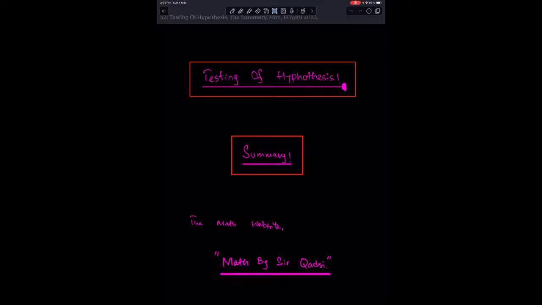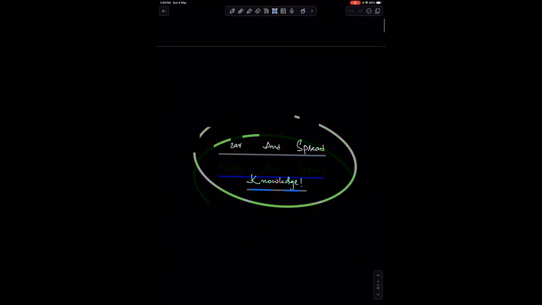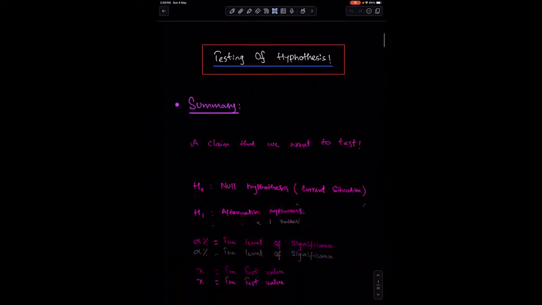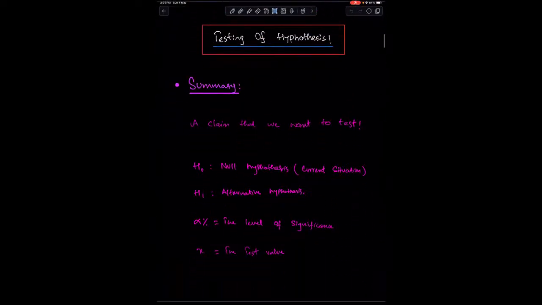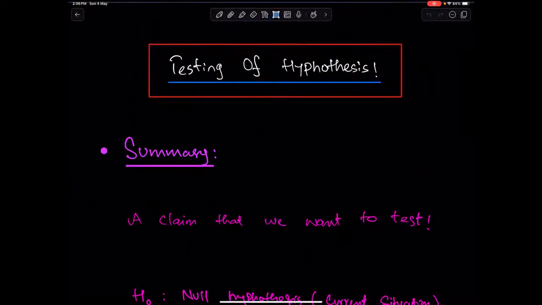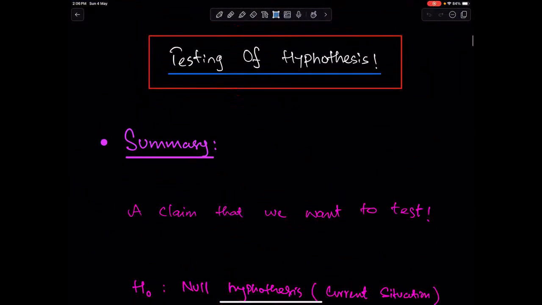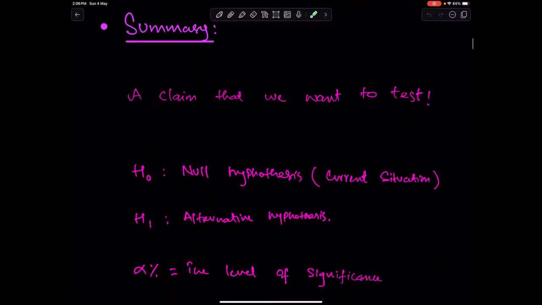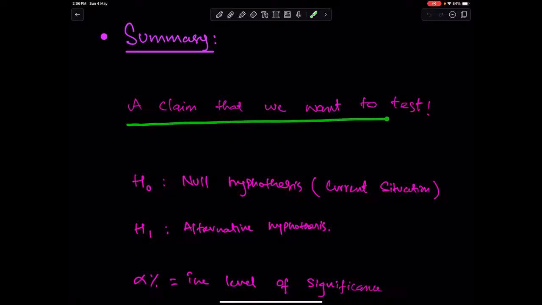So first, I will discuss some important concepts of testing of hypothesis. I will take only 10 minutes in summary because I have to spend more time on questions. I will share this file after this lecture in the description. So, hypothesis testing. Hypothesis testing means a claim that we want to test.